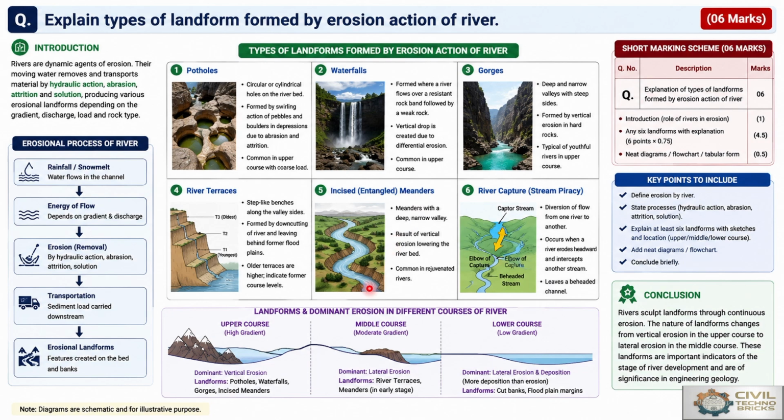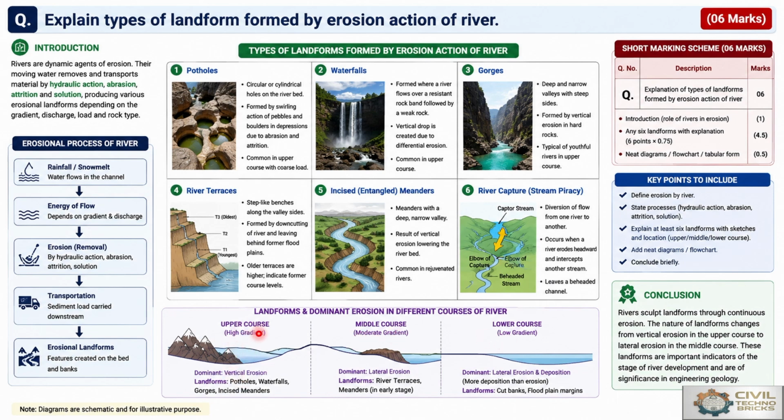Here, meanders: in the Maharashtra region, we normally see this type of river, meanders with a deep narrow valley, which results in vertical erosion lowering the river bed, and is common in rejuvenated rivers. Likewise, in the hilly regions we see the topography of river capture, that is stream piracy. This means landforms and dominant erosion differ in different courses of the river, that is its upper course, middle course and lower course.